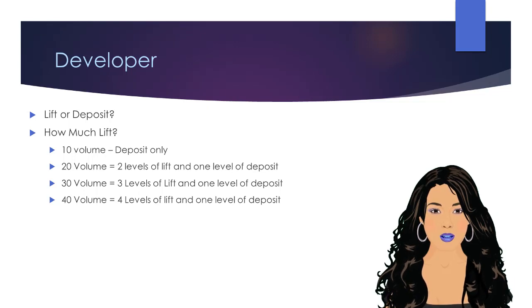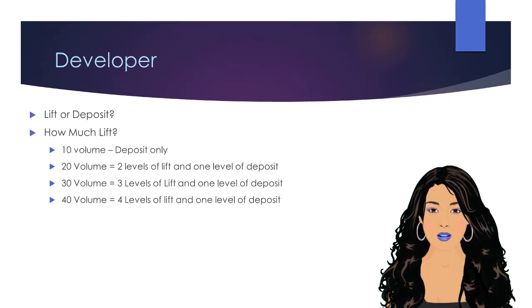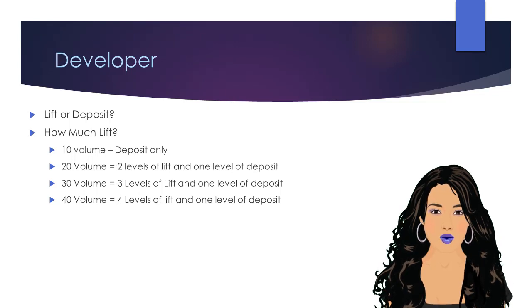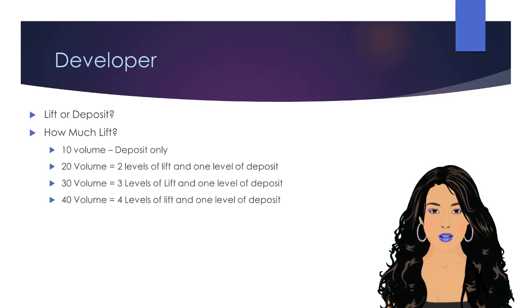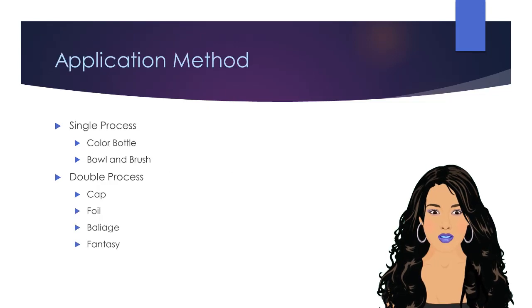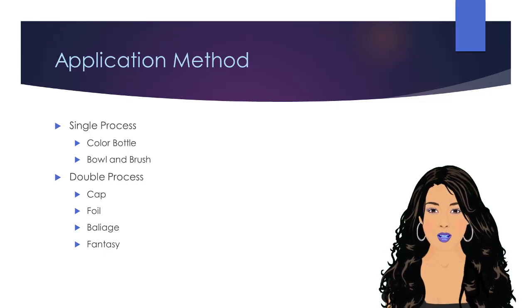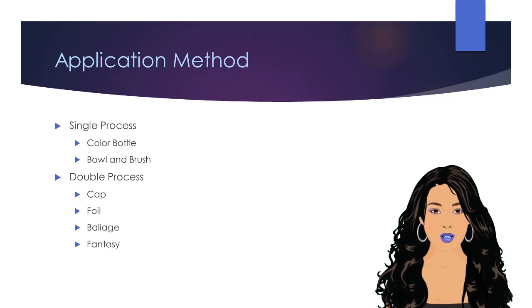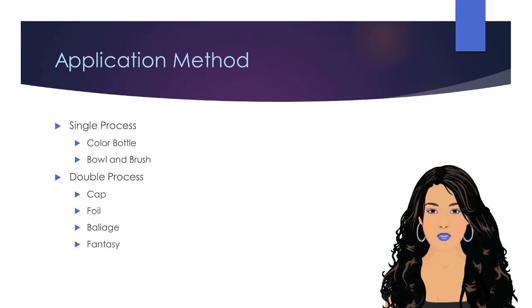Always remember to formulate with both lift and deposit in mind, as you will always get both lift and deposit from each of your developers. We will further discuss developers in a later lesson. In what method will you be applying your hair color? Will it be a single process, and if so, will you use an applicator bottle or a bowl and brush method? Will it be a double process, and if so, should you consider a highlighting cap versus foils? Again, future lessons will help to clarify these questions.